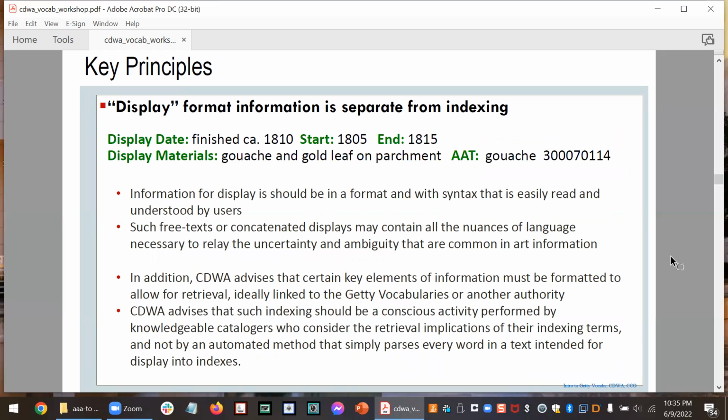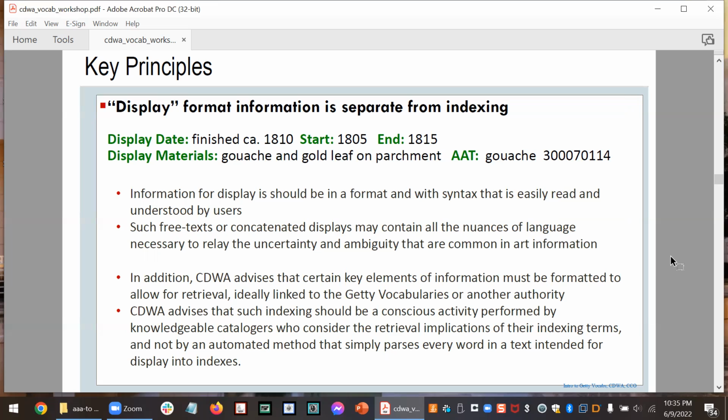For example, you might want to display a date. So you can say finished circa 1810. That's for your end user to read. It gives them a lot of information, but then you need to index that for retrieval. So maybe in this case, we decide 5 years on either side of that span is going to capture what is needed. The start date of 1805 and the end date of 1815 are used in retrieval, but hidden from the end users because they wouldn't understand the subtlety here.